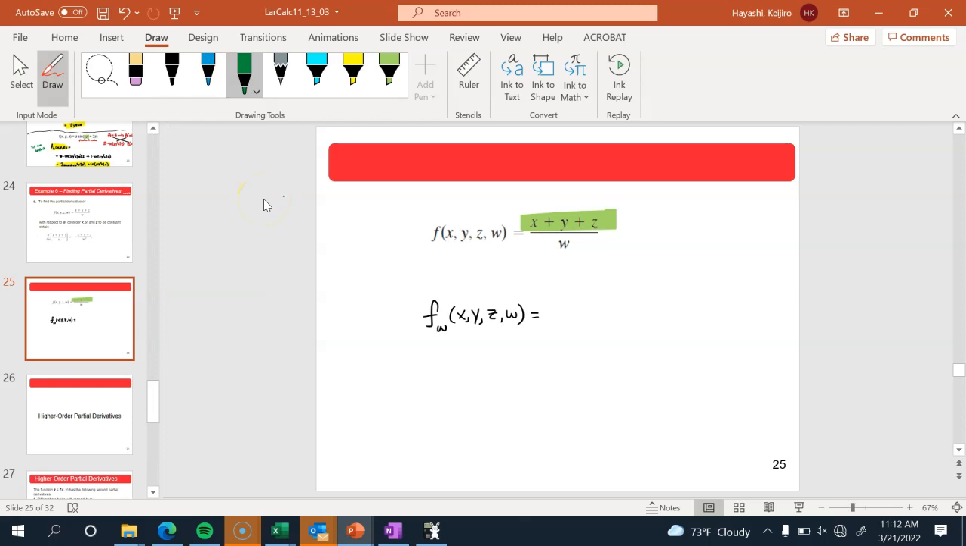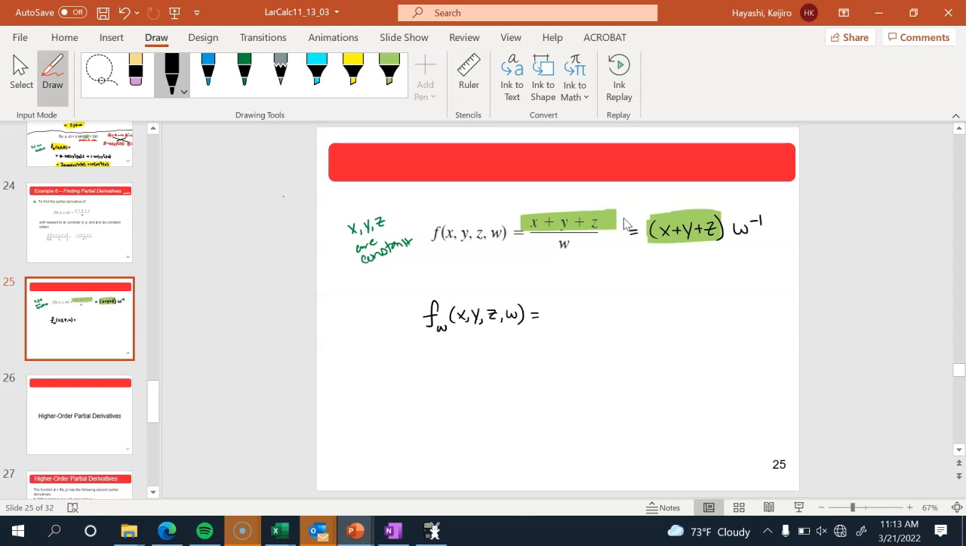Since we're taking the partial derivative with respect to w, that means that x, y, and z are constant. So the x, y, and z on the top are as good as 1, 2, and 3, or 10, 17, and -5. W is the only thing that's actually considered a variable here. And so, if you remember the power rule, this is actually x times w to the -1. And again, this is a constant.